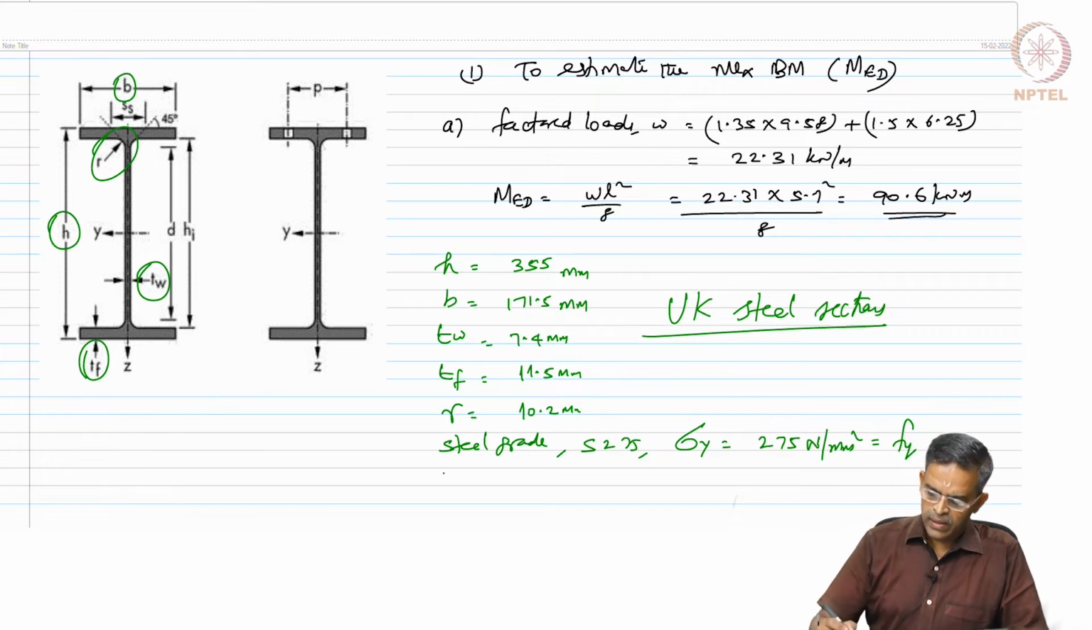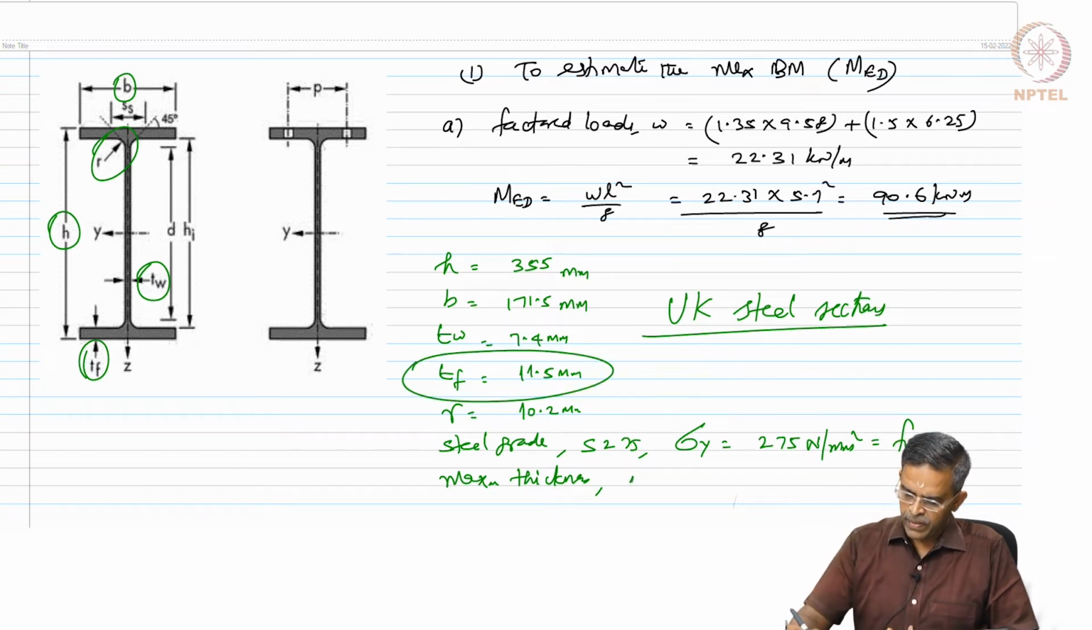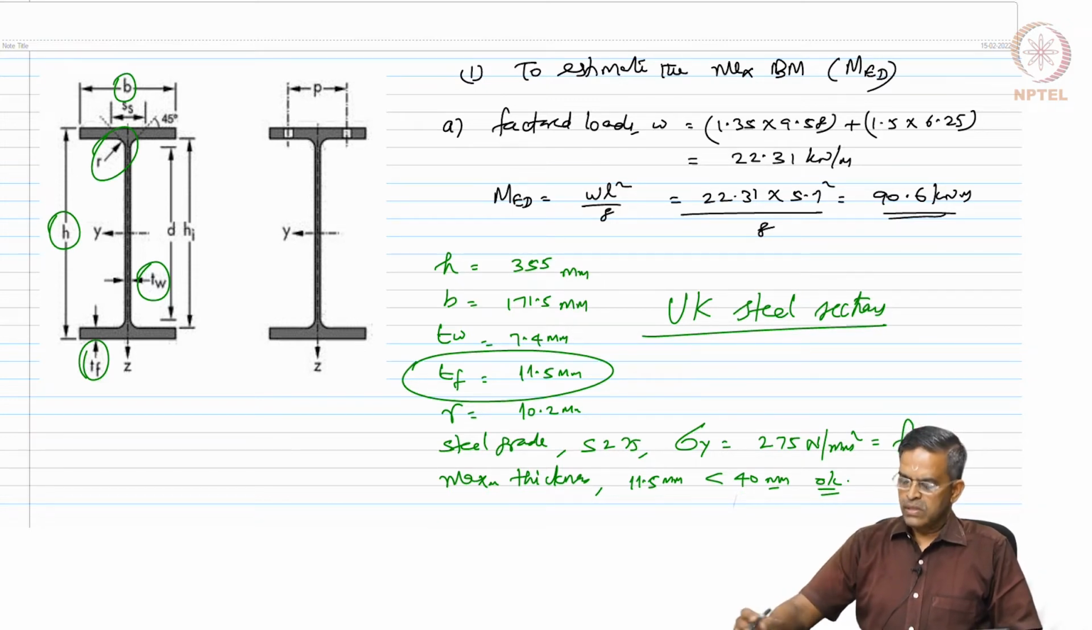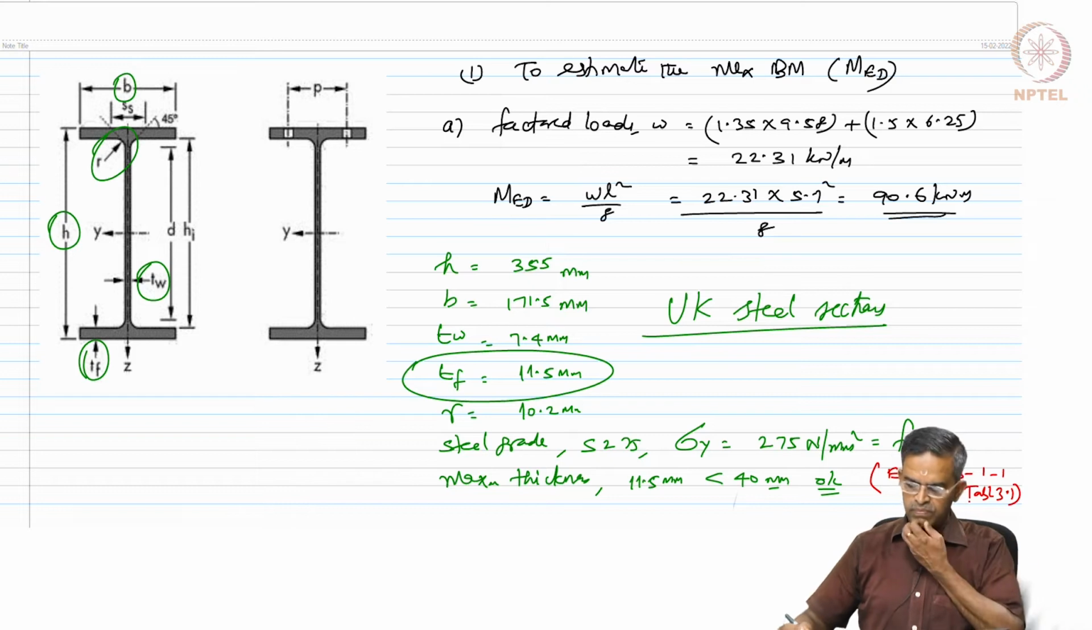Let us check quickly what is the maximum thickness which is permitted for this kind of steel. The maximum thickness in the section available is 11.5. This is lesser than 40. That is a check. So, this is according to EN 1993-1-1 2005 table 3.1, that is what I have used.